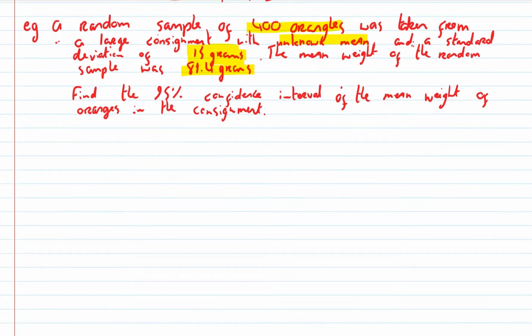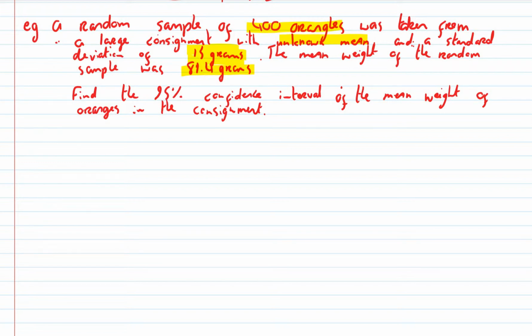So if we look at this question, it'll probably make more sense. A random sample of 400 oranges was taken from a large consignment. So we take 400 oranges, but there is a large population really of oranges, a large consignment of it, with an unknown mean. So we don't know the mean of the large consignment, and the large consignment has a standard deviation of 15 grams. The mean weight of our sample was 81.4 grams. So we take the 400 oranges and we see that there's a mean of 81.4. We don't know the real mean of the overall consignment, and that's what we want to find. We want to find the 95% confidence interval of the mean weight of oranges in the whole consignment.